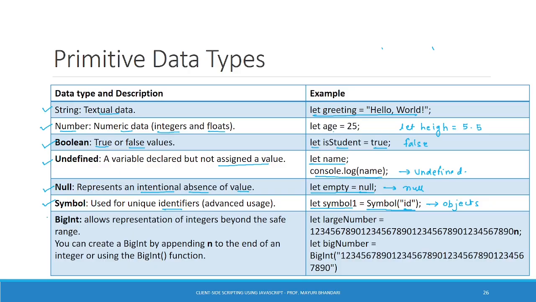And the last primitive data type is BigInt. If you want to represent integers beyond the safe range of numbers, you can use BigInt. There are two ways in which you can define BigInt. First, define a variable, assign some value, and at the end you can give a small n. This will be considered as BigInt. Or you can define a variable equal to BigInt, and in parentheses you can specify the value. These are the two different ways to define BigInt.